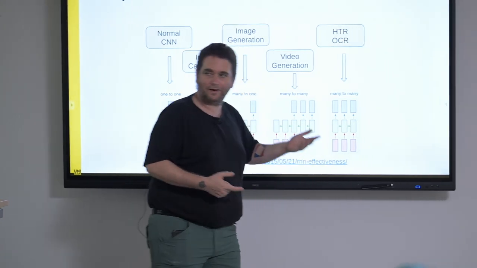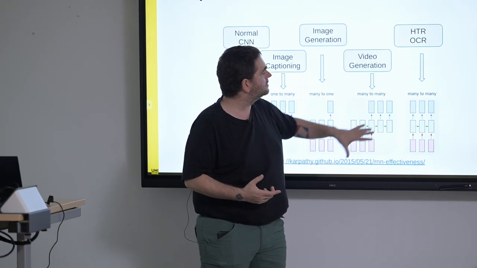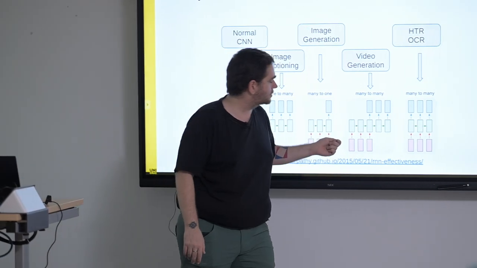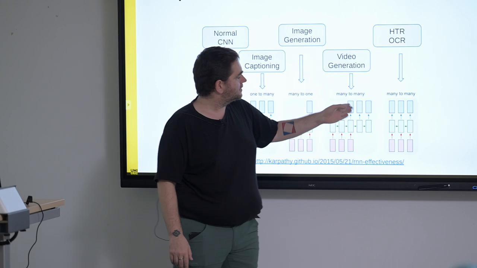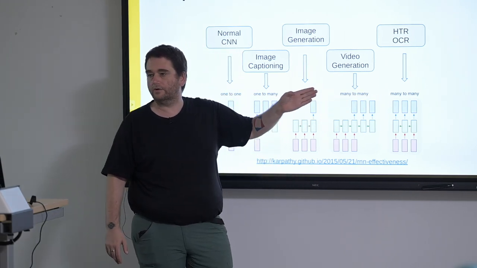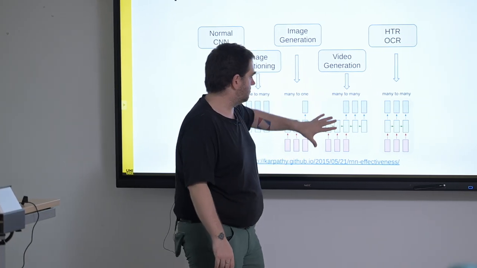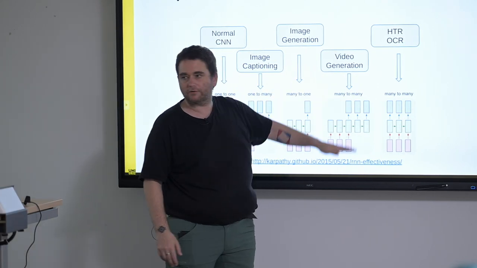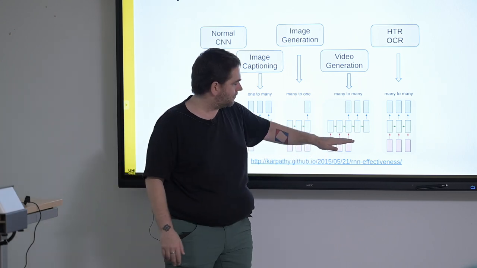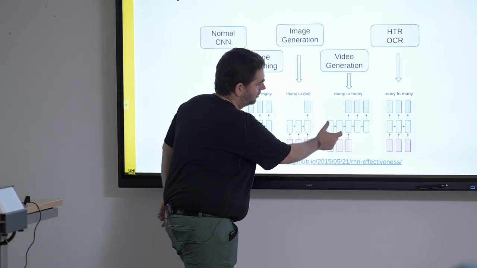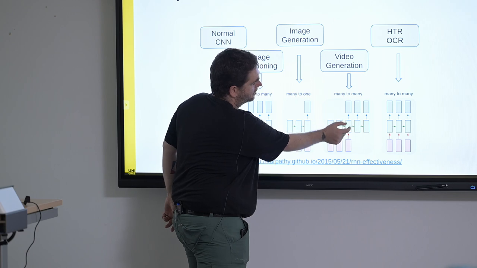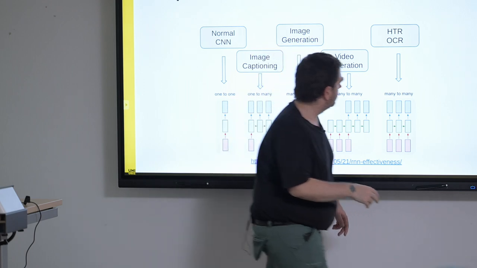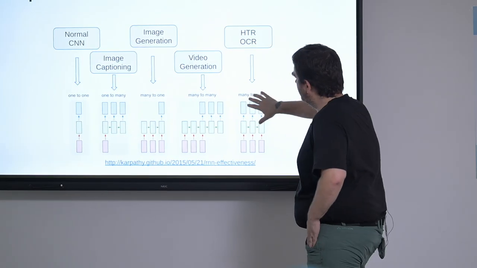We could have many to many, and a good way to describe this in the context of images would be video generation. So we describe the video scene and we get a sequence of frames at the output. An easier thing would be in other domains such as translation. This would be a translator. More or less, we have one sequence here. It's all compressed to a single representation and then all unfolded again in the output. And here, what we have is many-to-many.